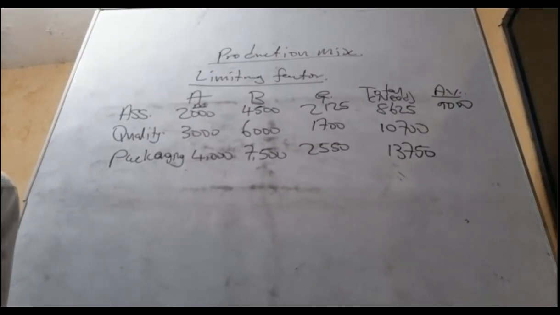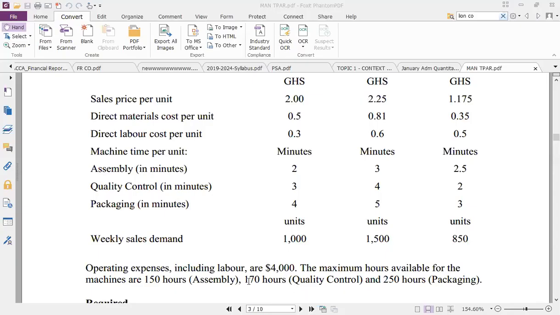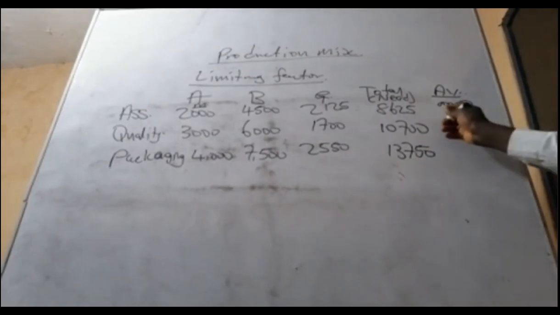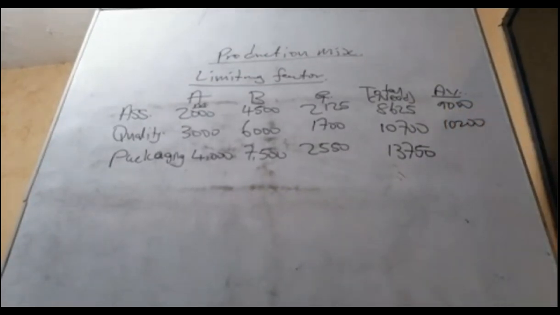Now let's go and pick what we have for quality control: 170 hours for quality control. That one too, let's convert it to minutes. 170 by 60 will give us 10,200, right? Great. So check your calculator for me. 10,200. That's perfect. Please, if you're not getting 10,200, kindly let me know.